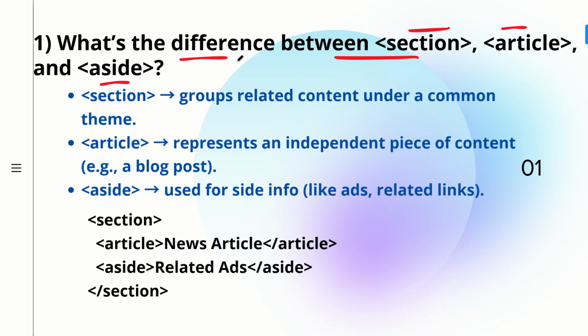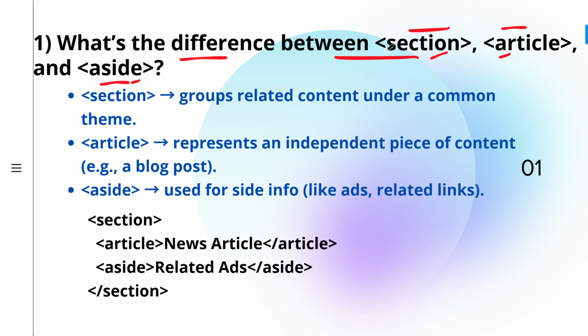So now we have discussed what semantic tags are and what the different semantic tags are. Here we have listed three: section, article and aside. Then we also have header, footer, and nav. And apart from this, there is main and figcaption. So these are a few examples of semantic tags.